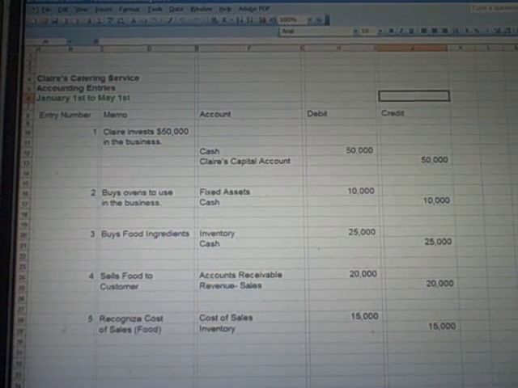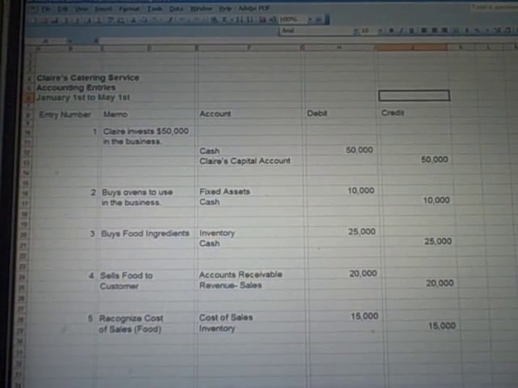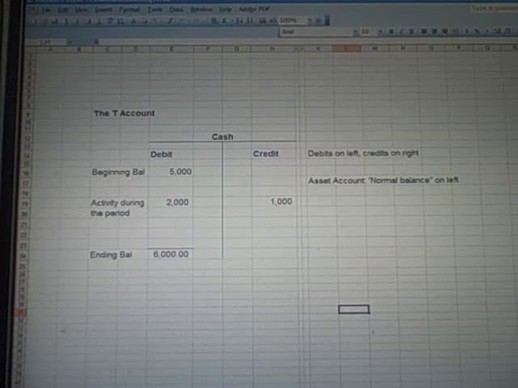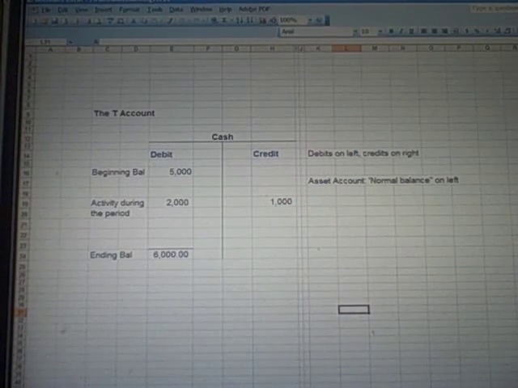So to review here, we have accounting entries with the entries numbered. All of these entries are going to end up in the T account that's on this slide. And that's a basic explanation of accounting entries. And in our next lesson, we will go on and show those entries in a T account.